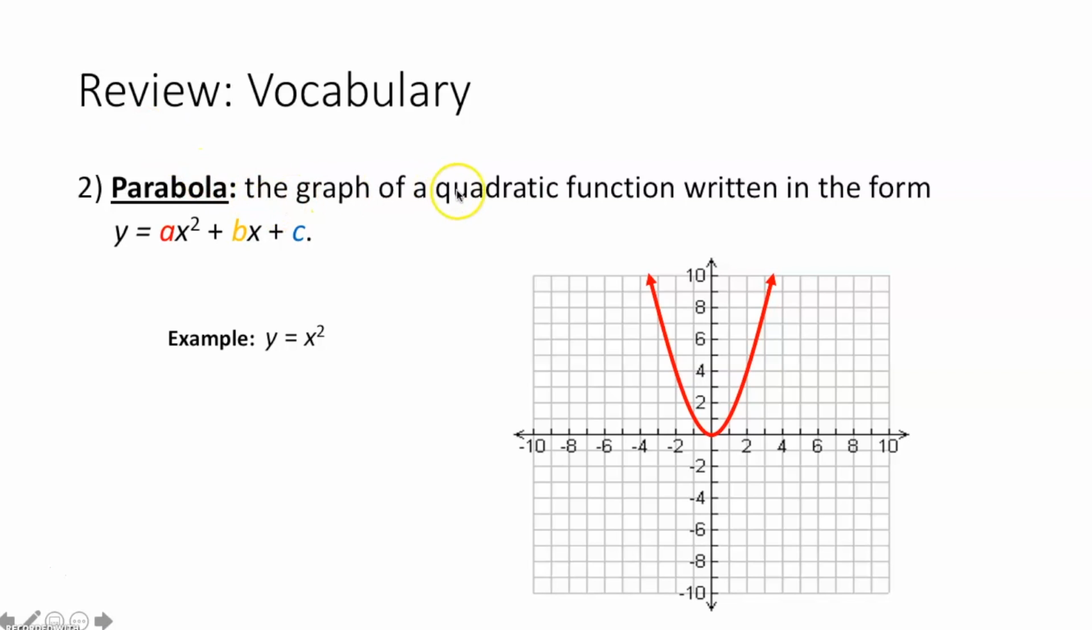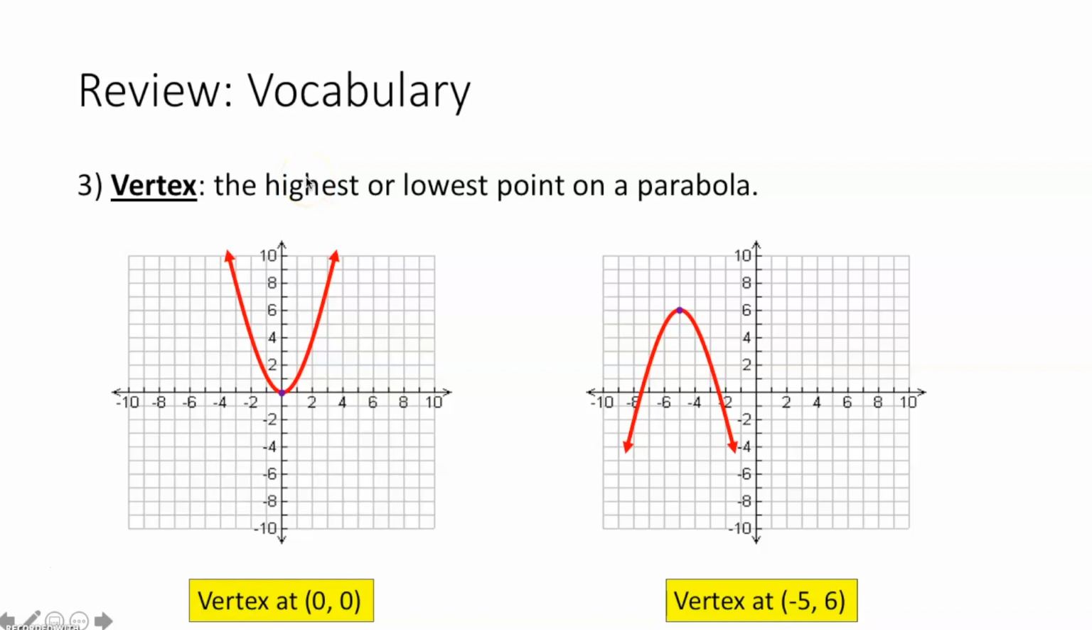Now, a parabola is the graph of a quadratic function written in the form y equals ax squared plus bx plus c. Again, anytime you have a degree 2 polynomial, that's a quadratic function. The graph of that is going to be a parabola. The vertex is the highest or lowest point on a parabola. So if your graph opens upward, your quadratic function has a positive a value. That means that your vertex is going to be at the bottom of that parabola. It's going to be the lowest point of the parabola. Here, your graph has a negative a value, which means your parabola opens downward, which means your vertex is going to be the highest point on your parabola.